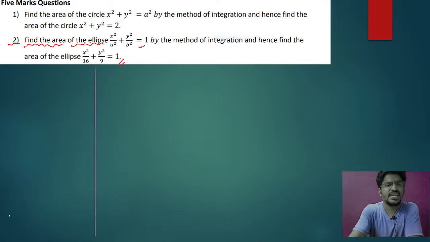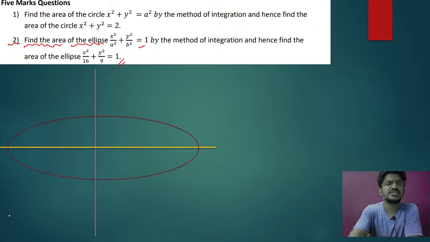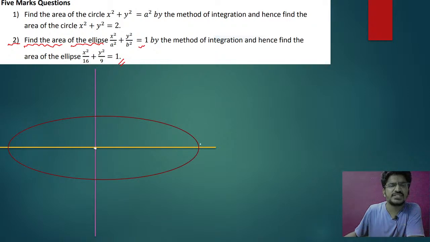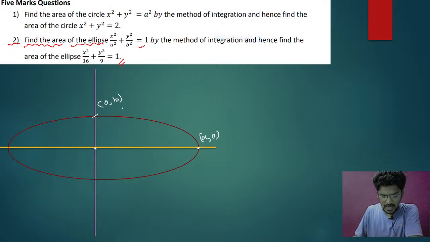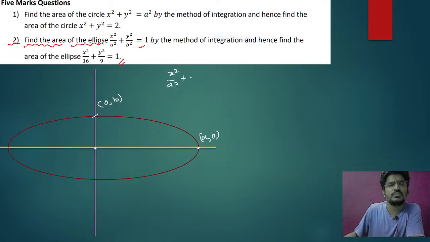So you just see the y-axis, this is the x-axis, and this is going to be the ellipse. Here you can see the x-intercept is given as a, so this is going to be (a, 0). The y-intercept is given as b, so this is going to be (0, b). And here you can see the equation: x square by a square plus y square by b square is going to be equal to 1.